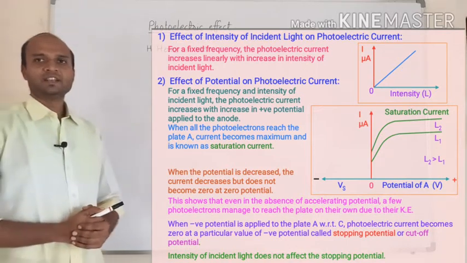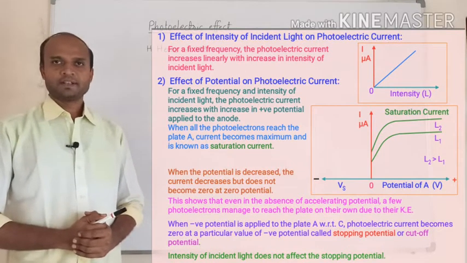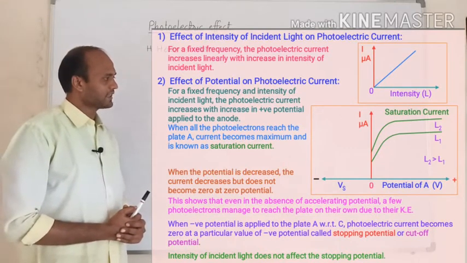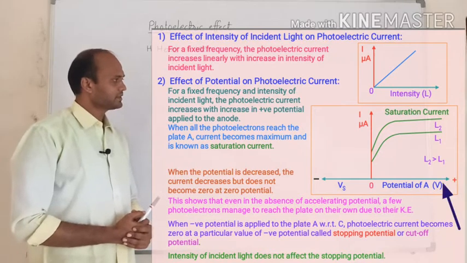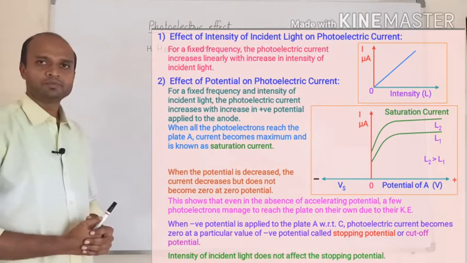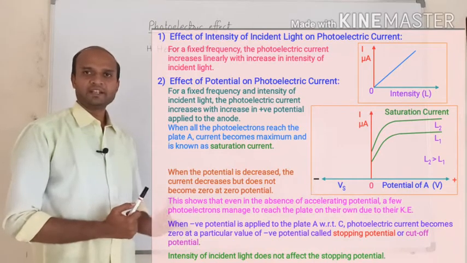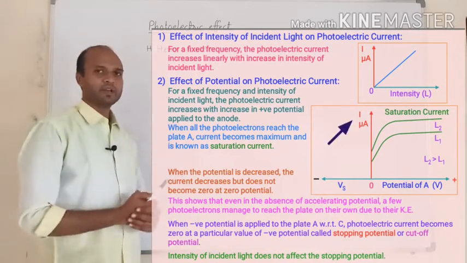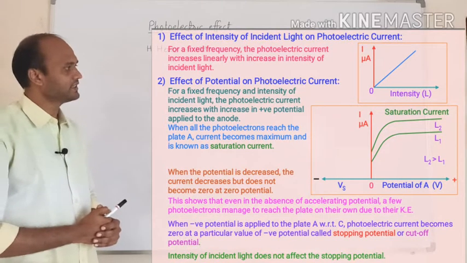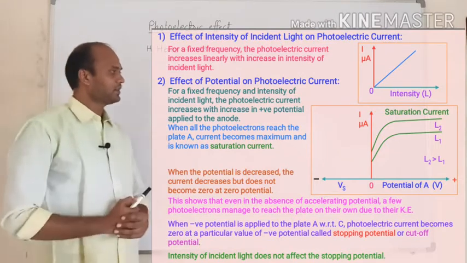The second diagram shows the effect of potential difference on a photocurrent. Along the x-axis we have taken potential difference. After 0 it is positive, and towards the left of 0 it is negative, meaning the polarity is reversed. Along the y-axis we have taken photocurrent, and we have two curves again for intensities L1 and L2. Let me start from potential 0.